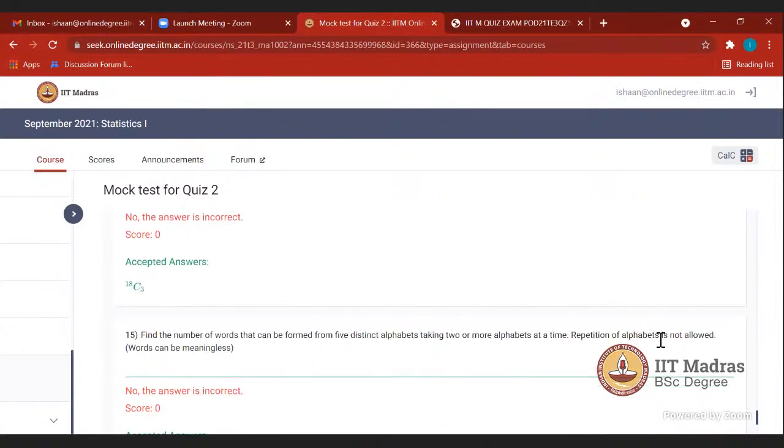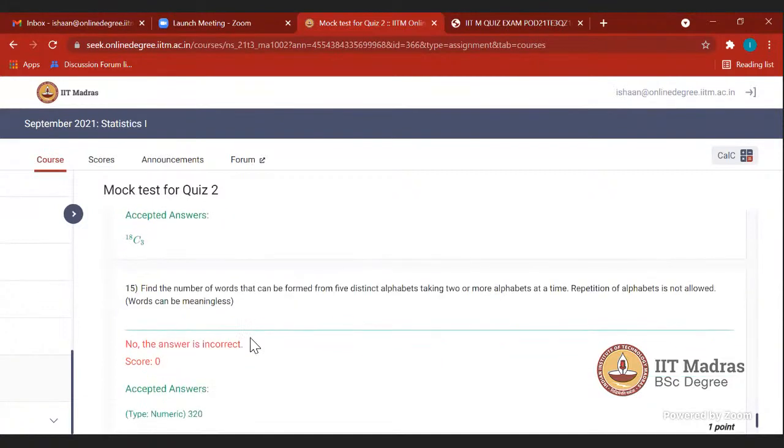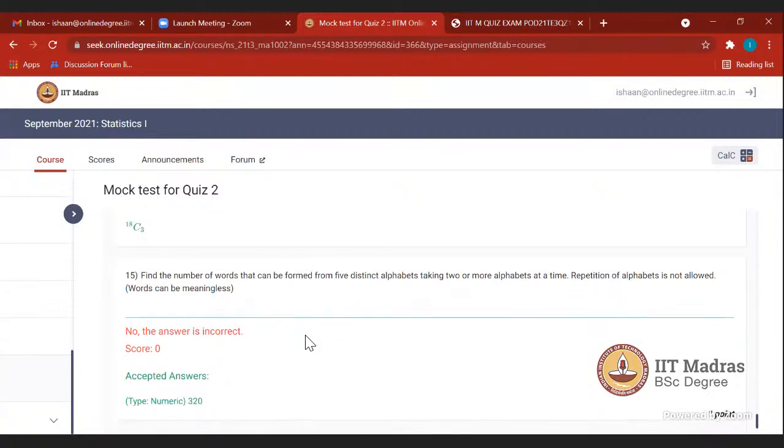Okay, you have to first make a two-alphabet word, which can be done in 5p2 ways. So 3-letter words can be done in 5p3, then 5p4, then 5p5. Adding them, you will get 320.